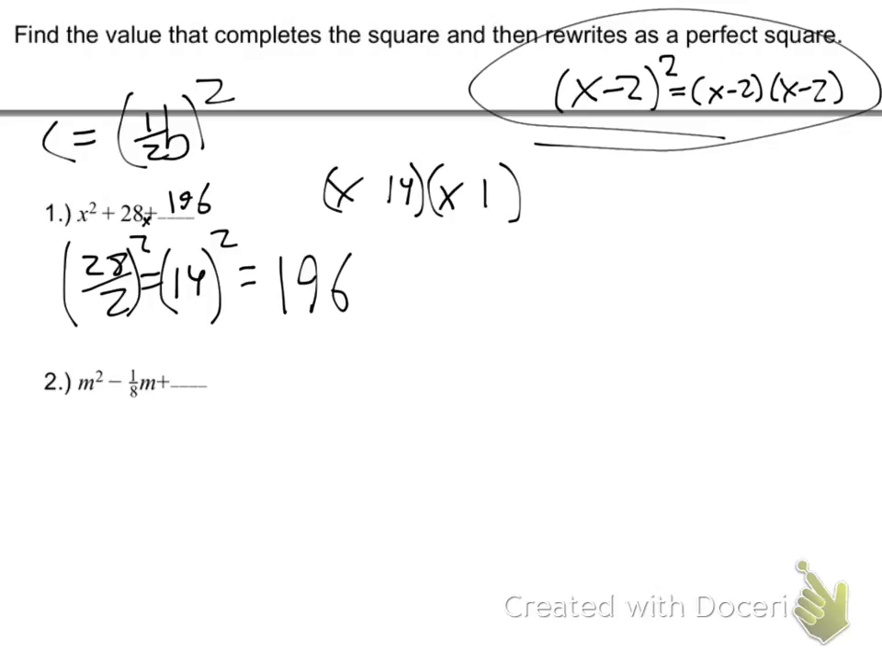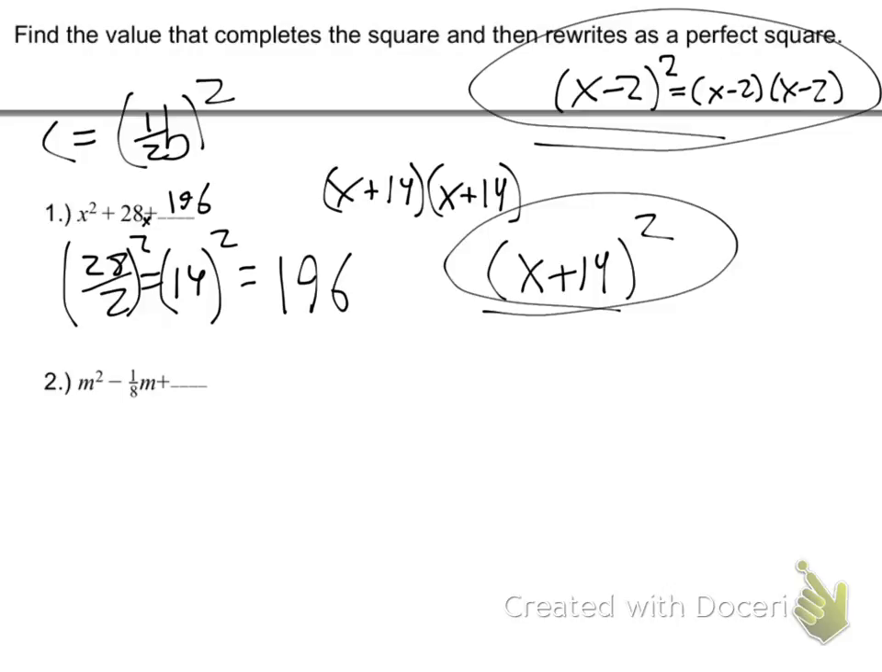14. Now, what are the signs on these? They have to multiply to a positive 196 but add up to a positive 28. So that means both of them are plus. So wait a minute. Just like our example above, I'll get x plus 14 times x plus 14, which means x plus 14 squared. There's your perfect square binomial. Now wait a minute.